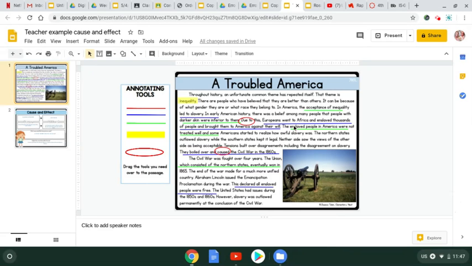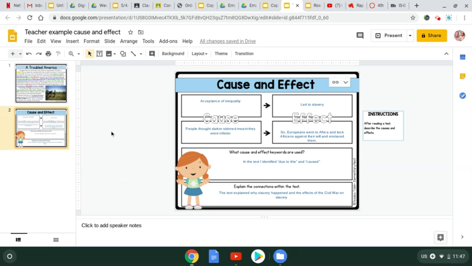We're going to be looking at a passage titled A Troubled America, and you'll notice that I already went ahead and used my annotating tools, and I'll show you how I did that just to save us some time. It says A Troubled America, and I'm looking at my graphic organizer before I begin. Like we talked about, we always want to look at our questions before we start reading the passage so we know what we're going to be looking for.